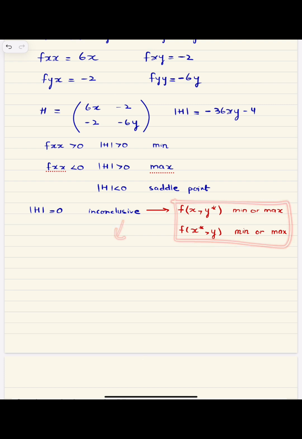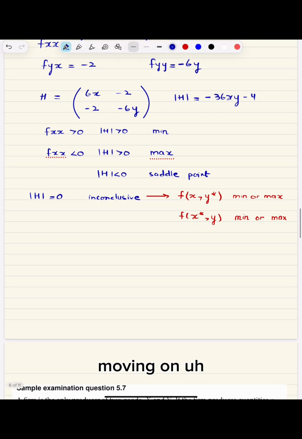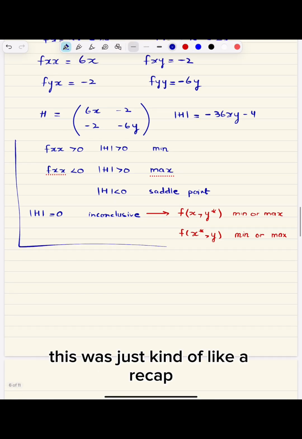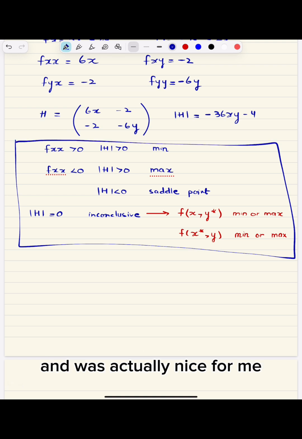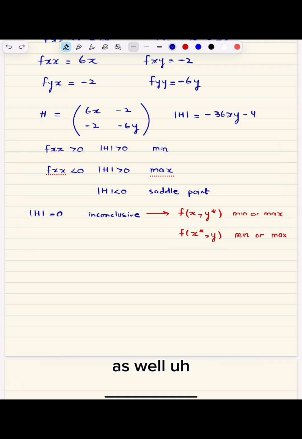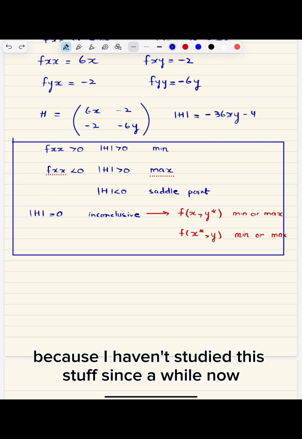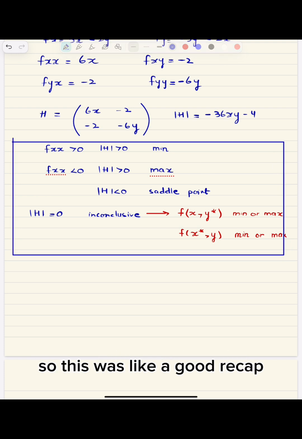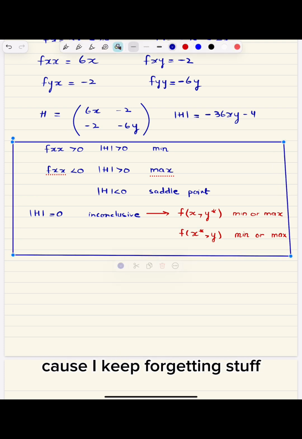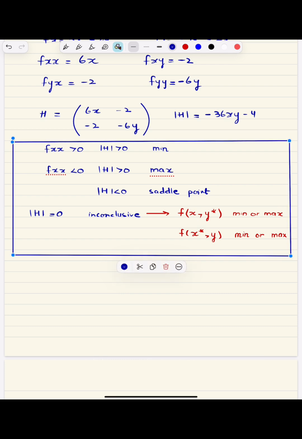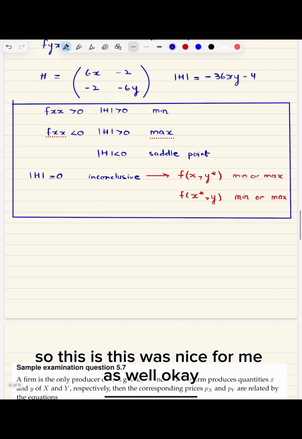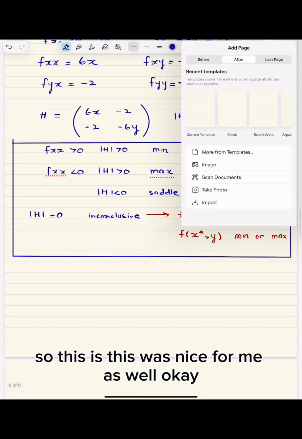Okay, moving on. This was just kind of a recap and was actually nice for me as well, because I haven't studied this stuff in a while. So this was a good recap because I keep forgetting stuff. So this was nice for me as well.